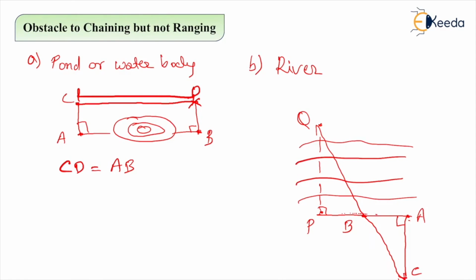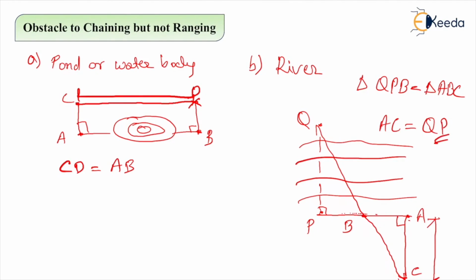By using these two triangles, triangle QPB and triangle ABC are similar triangles. By using the rule of similarity, we can easily find that distance AC is equal to distance QP. So we'll calculate AC, and AC will be equal to your QP. So the width of the river can be found by using this formula.